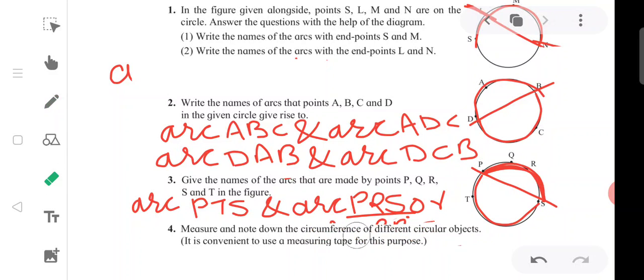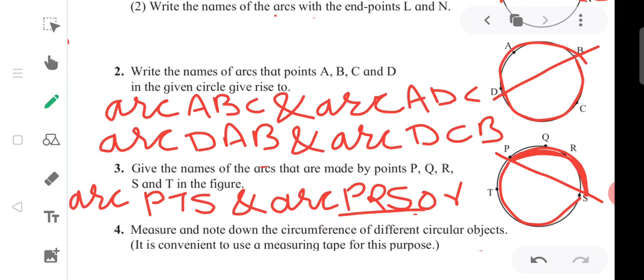Now see question number 4. Question number 4 is, measure and note down the circumference of different circular objects. See, here you have to collect different objects which are circular in shape, measure their circumferences and note them down in your register. So here we completed our first term syllabus, the 7 lessons.